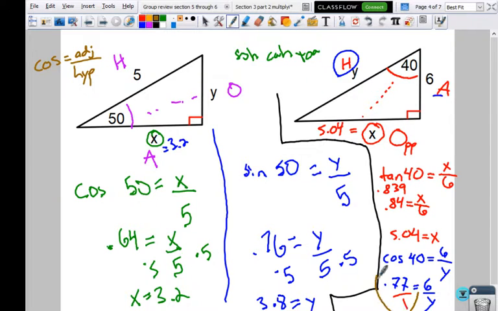So 6 times 1 divided by 0.77. And plug that straight into Desmos. And we get 7.79 equals y.